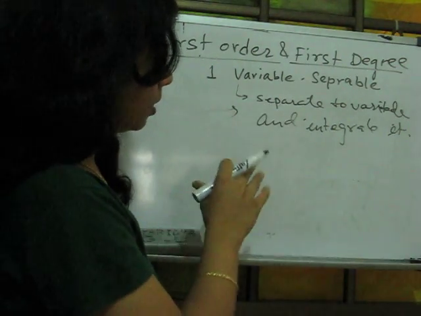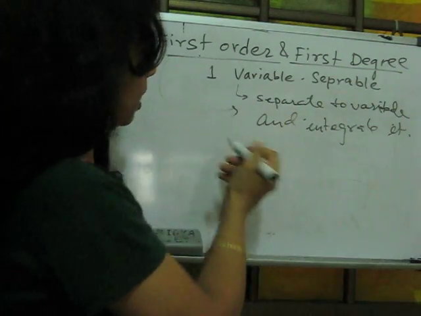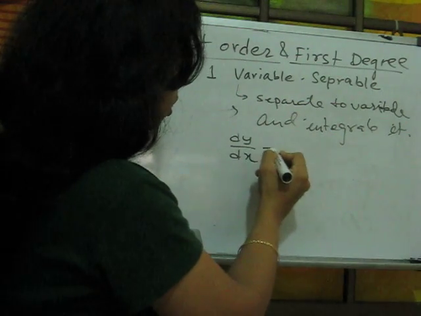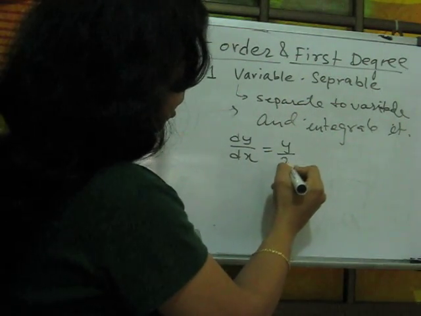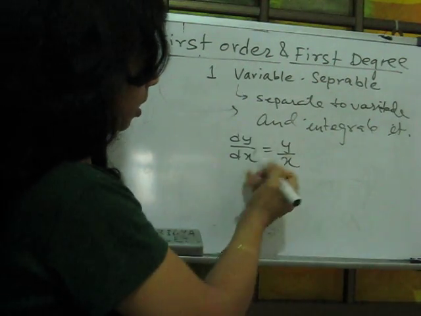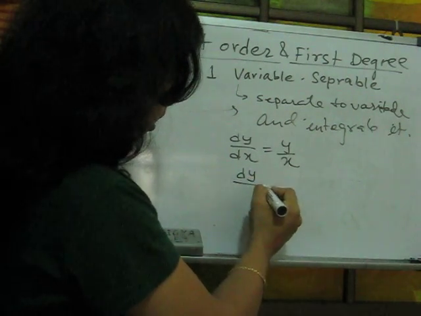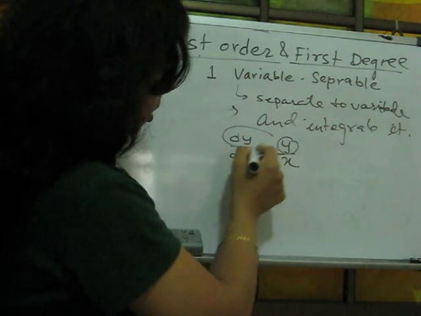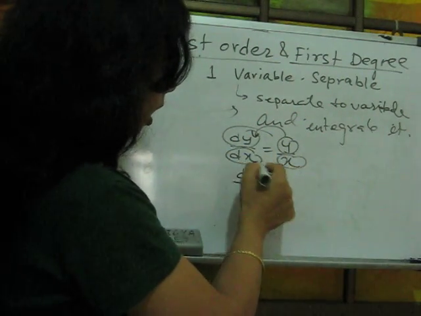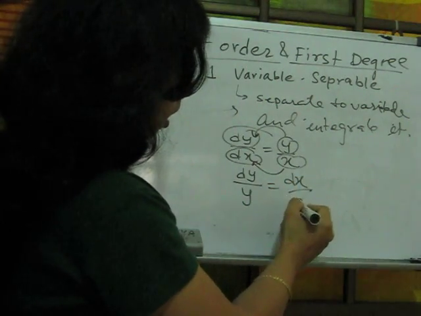So for the first order, first degree, variable separable, I will give you the simplest example. If I have dy by dx is equal to y by x, we see this is a first order, first degree differential equation. Step 1, separate the variables: y collected with y, x collected with x. So dy upon y is equal to dx upon x.